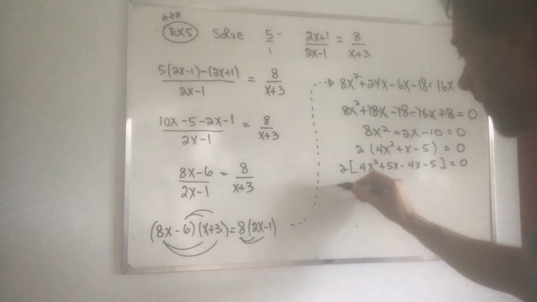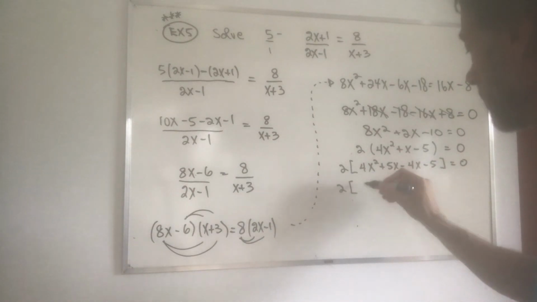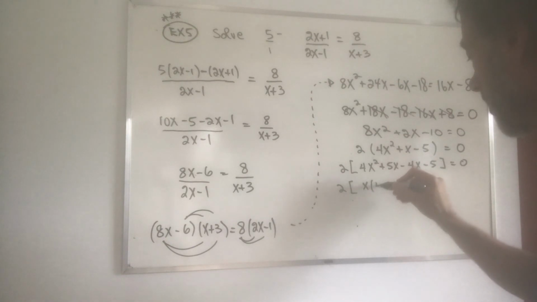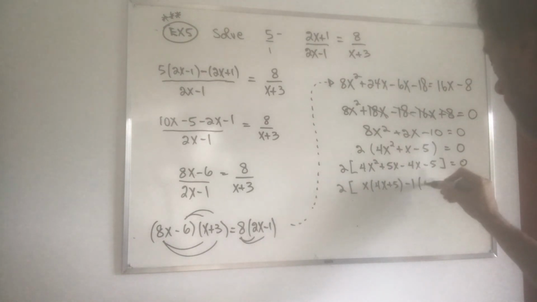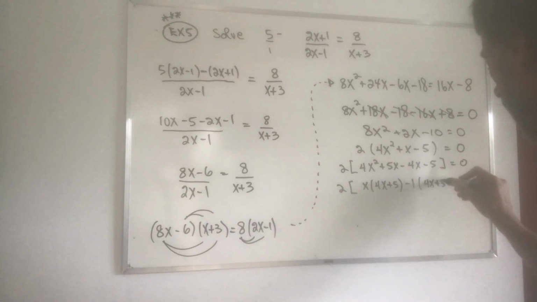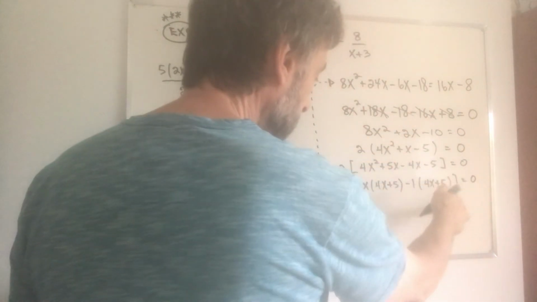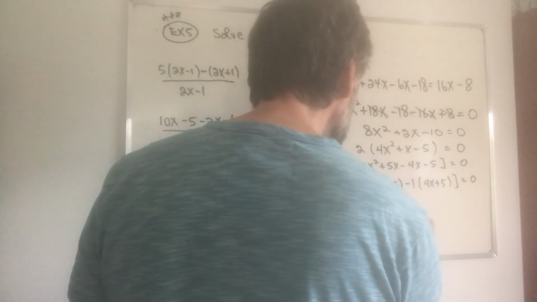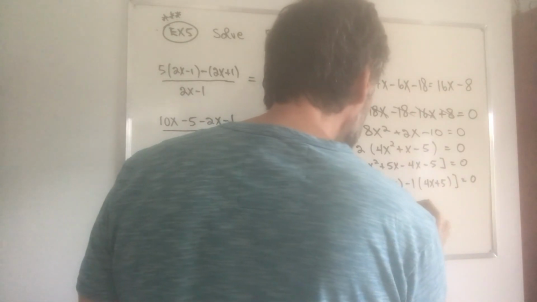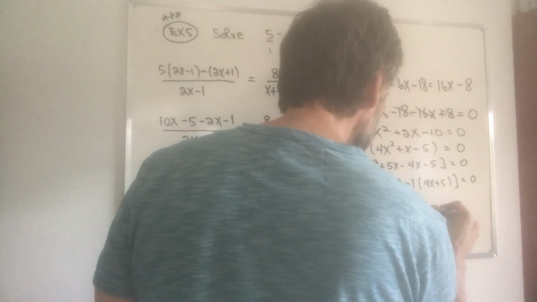equal to 0. And then I factor 2 by 2. So here comes x, 4x plus 5. Here comes minus 1 because I want a 4x plus 5 as well. So I have the same thing in the bracket there. The final factoring goes to 4x plus 5, x minus 1, equal to 0.